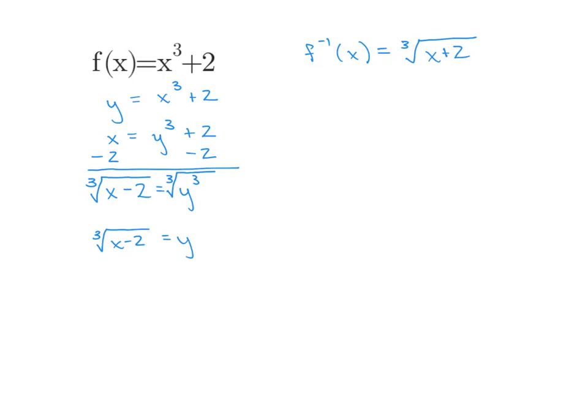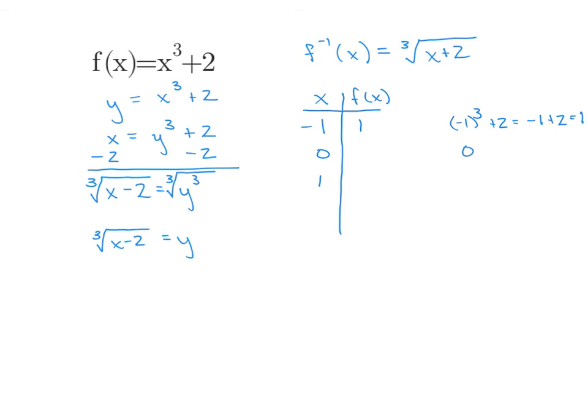Okay, so now to graph this, because we don't have a lot of experience with cubic functions and cube root functions, I'm going to go ahead and make a table. I'm going to work with the values negative 1, 0, and 1, and plug them into my original function. So if we plug in, let's work with negative 1 first. We get negative 1 cubed is negative 1, plus 2 is 1.